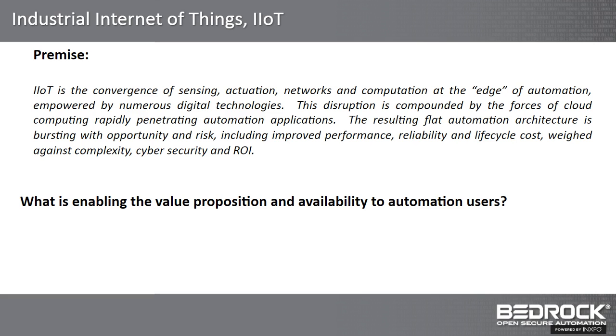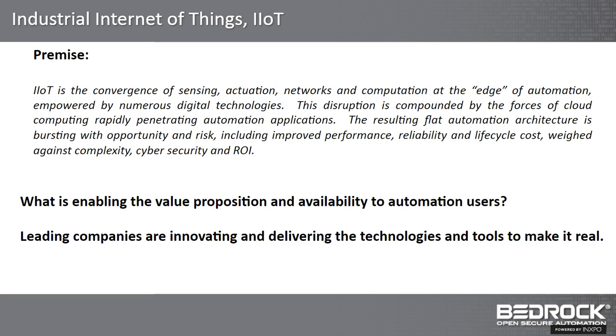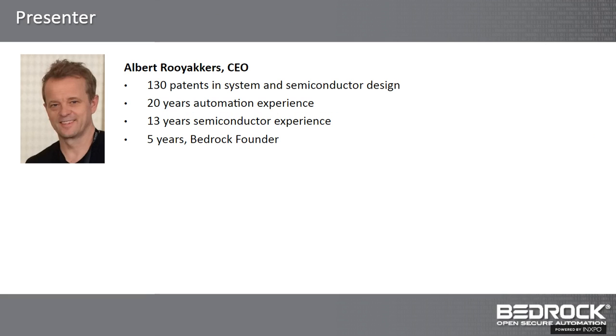So fundamentally, what is enabling this value and its availability to automation users is the fact that big and small companies are converging and innovating and delivering the tools and technologies that are making this real. No longer just a probability, this is very much the direction that automation is heading today.